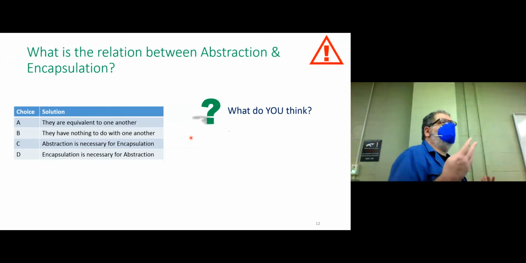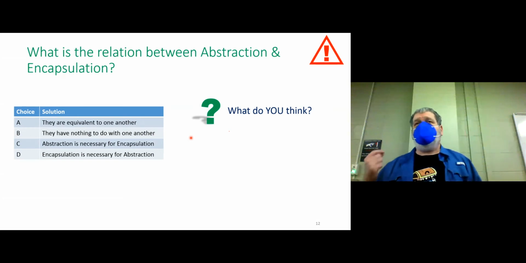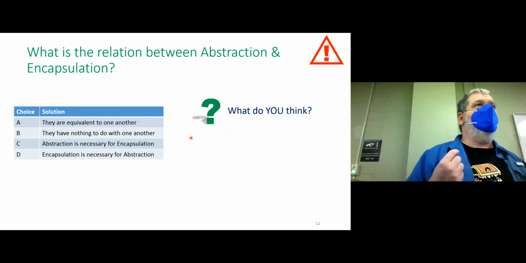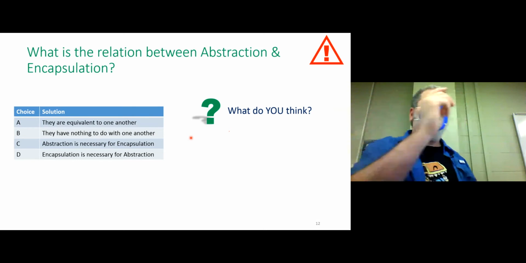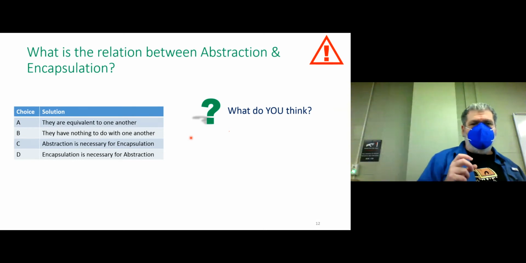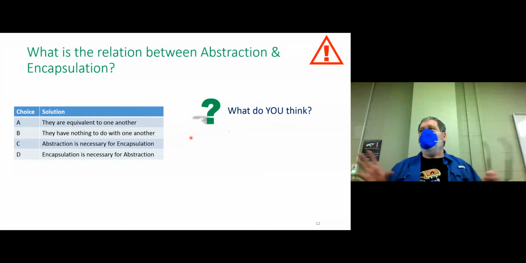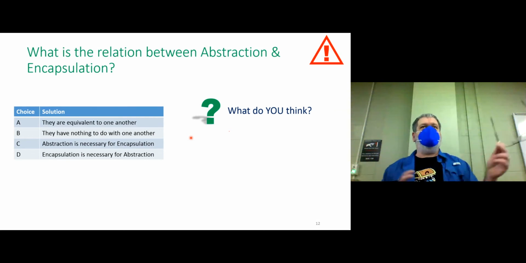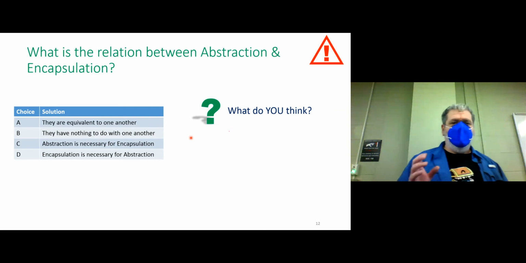So let's consider 4 possibilities. A, abstraction and encapsulation are actually equivalent to one another. It's maybe not a situation like we have had already many times in this course where it's a complete synonym, but conceptually they are equivalent. Second possibility, B, they have nothing to do with one another. Doesn't mean that one is useless or anything like that. That just means that there are two, we would call them almost like orthogonal concepts, okay? They cover completely different things.